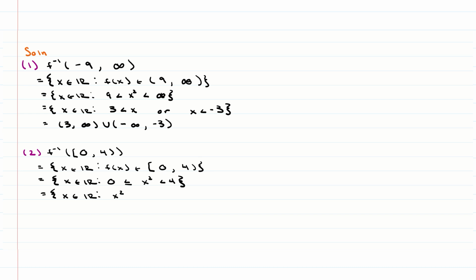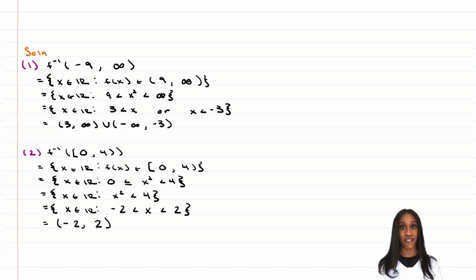x squared is less than 4. Now if x squared is less than 4, we know that x is between -2 and 2. And this leads us to a preimage of -2 to 2. And there you have it. We found preimages of our two functions.